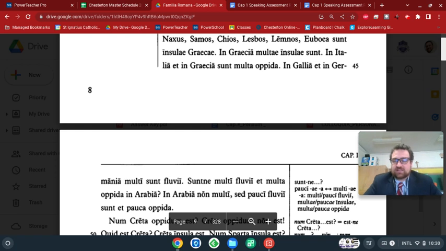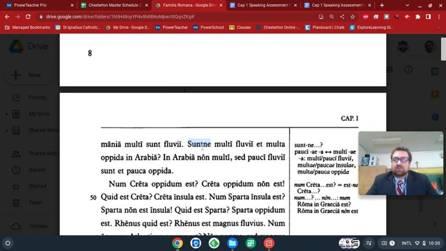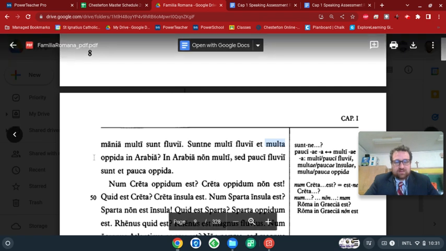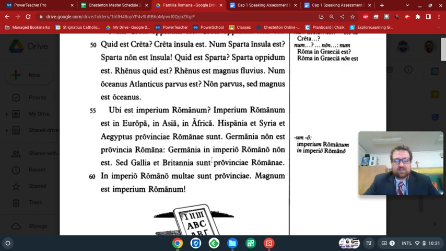Okay, and our last slow sentence is this one. Okay. Are there? So this word means are there. The ne part is making it a question. The sunt means are. So are there many rivers and many towns in Arabia? Okay.